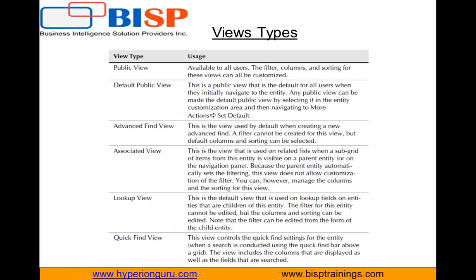If you see, these are the view types. We have the public view, which means available to all users. Based on the company's requirement or the user's requirement, we design and create a view. Usually whenever we create a new view, we use the advanced find view. This is the view used by default when creating a new advanced find or a personal view. A filter cannot be created for this view, but default columns and sorting can be selected.